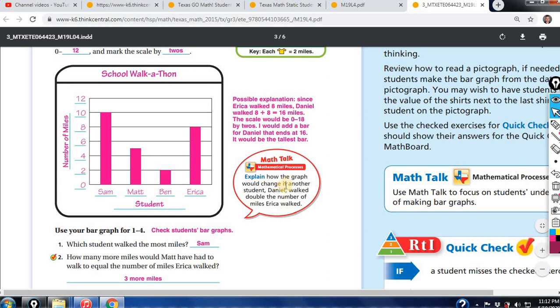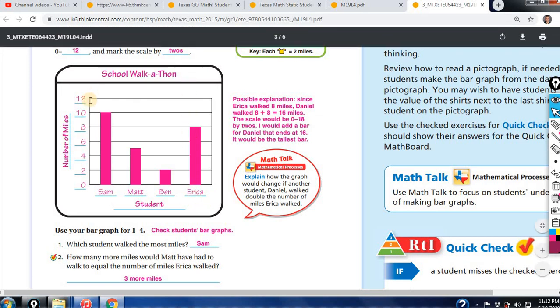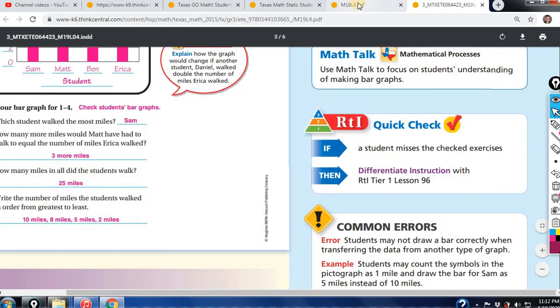Okay, explain how the graph would change if another student, Daniel, walked double the number of miles Erica walked. Well, you would have to add one more for Daniel and double Erica's. So the graph would have to go higher here. So double Erica's, that'd be what, 16. So it'd probably go up to 18 here. And then Daniel's will be up to 18. Okay, so you would add the bar for Daniel and the bar would end at 16 because we're doubling Erica's. Again, you're just using the knowledge that you already have.